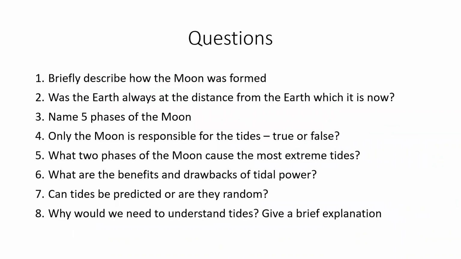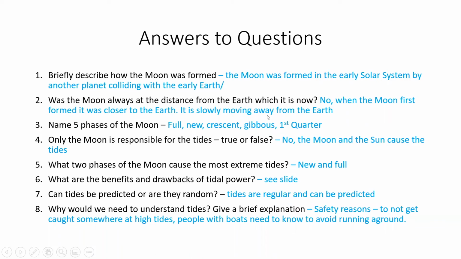Question 7, can tides be predicted or are they random? We know that by now. Tides are regular and can be predicted. They make tide tables, they're called. Sounds like timetable, tide tables. They've been predicted for a long time. You can buy books of them, or print them out, to take with you on boats or if you're going anywhere. I'm sure there are lots of apps out there too which help you.